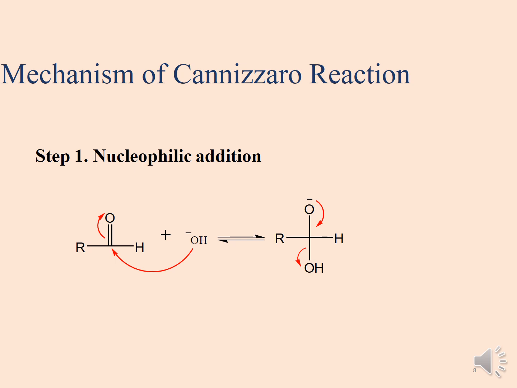Now coming to the mechanism of the Cannizzaro reaction. In step 1, there is a nucleophilic addition. Here we can see this is the carbonyl group and the hydrogen is attached to the carbonyl carbon atom. The electrons shift towards the oxygen atom due to the high electronegativity of oxygen. Here it will create delta minus and here it will create delta plus. The base OH attacks the carbonyl carbon, giving this product.